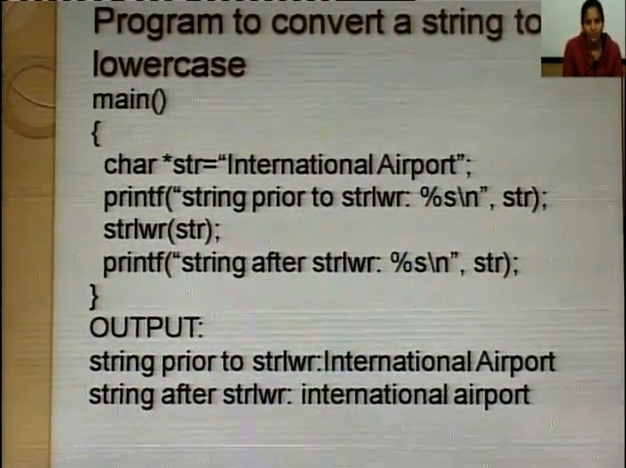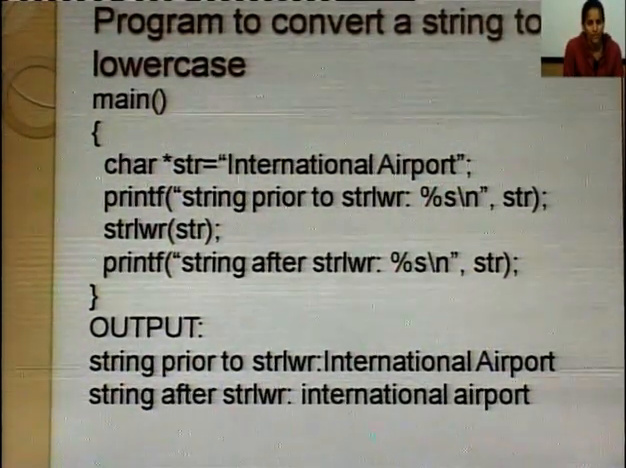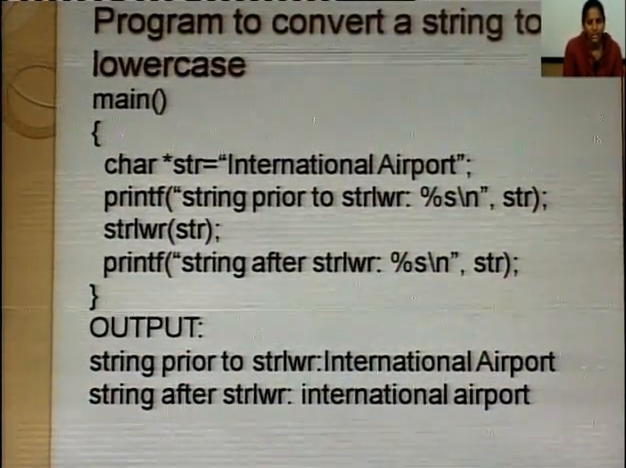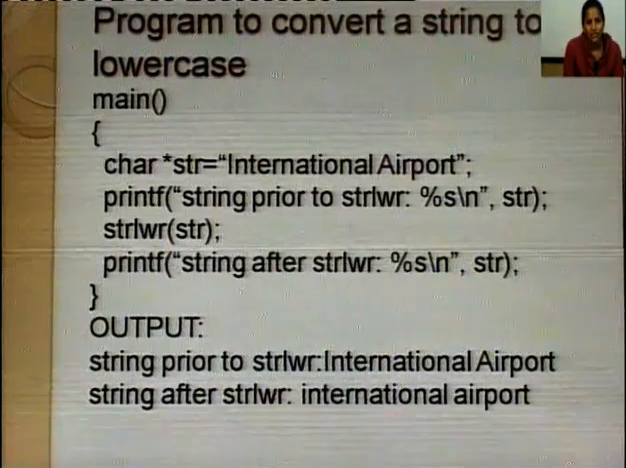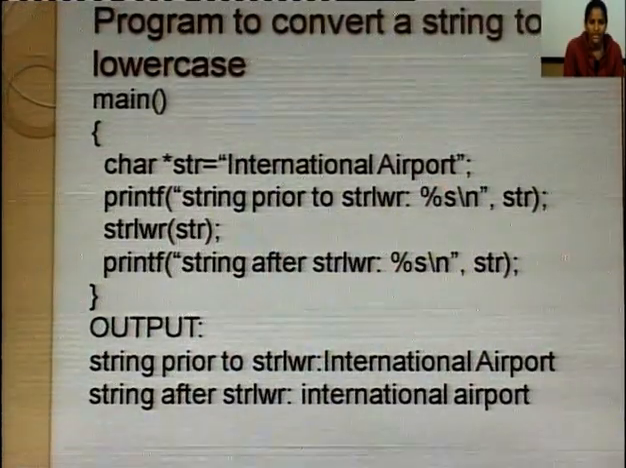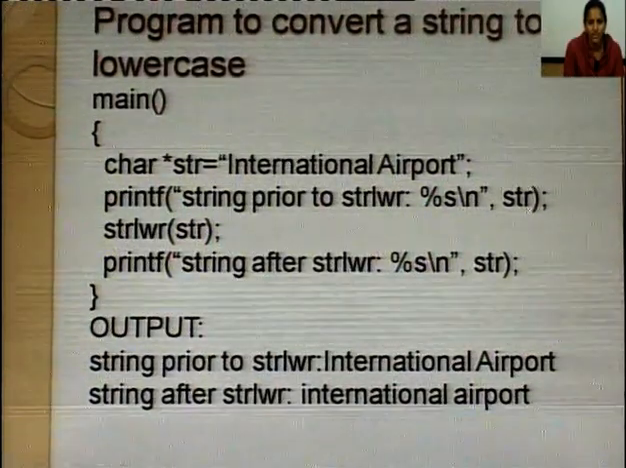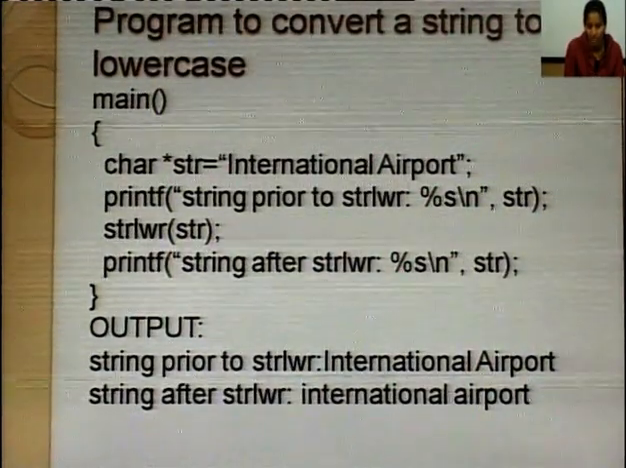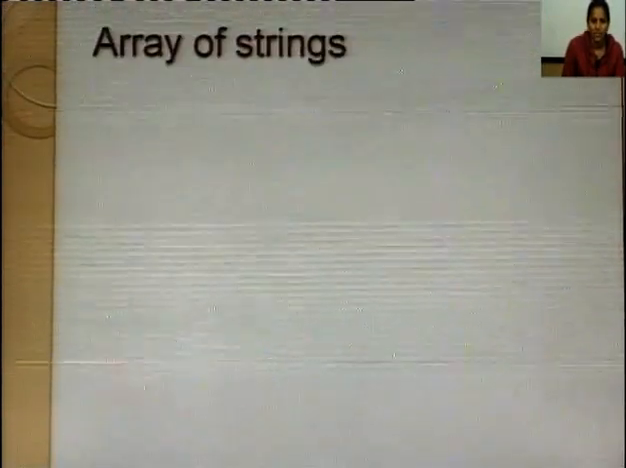So the next one is the program to convert a string. We have a string, we want to convert it to lowercase letters, so we use the library function strlwr with the string. Here we have a string variable which includes international airport. Then we use the string lower function and provide the string variable. International airport, I is capital, A is capital. After using the string lower function, it converts the I of international to small letters, and A is again totally in small letters. In a similar way, we can convert to uppercase letters.